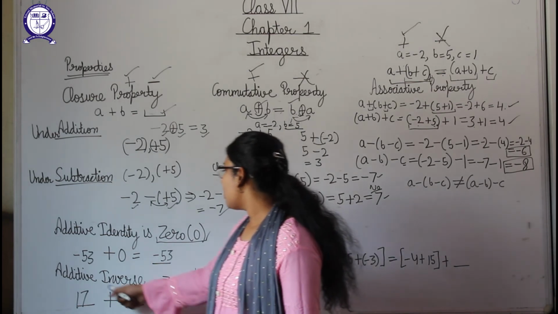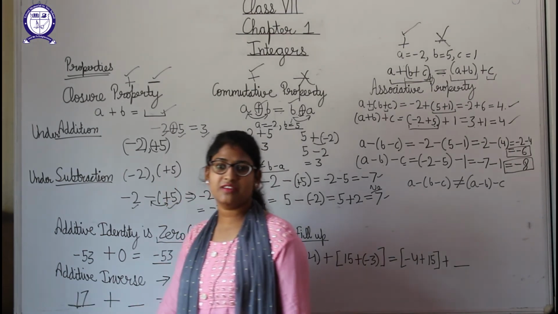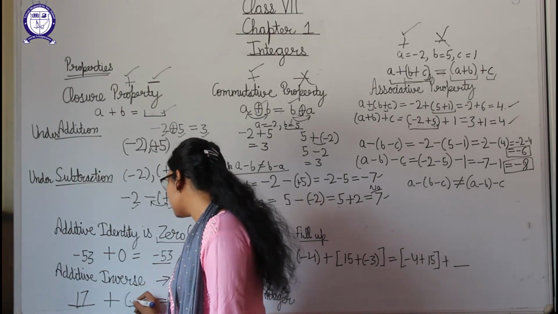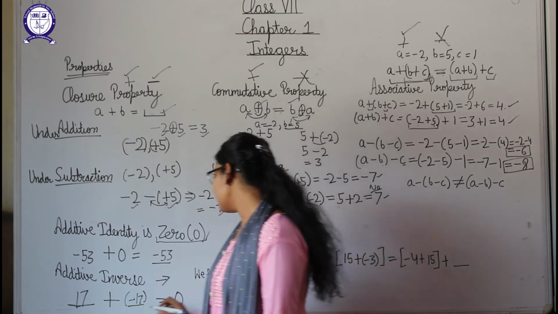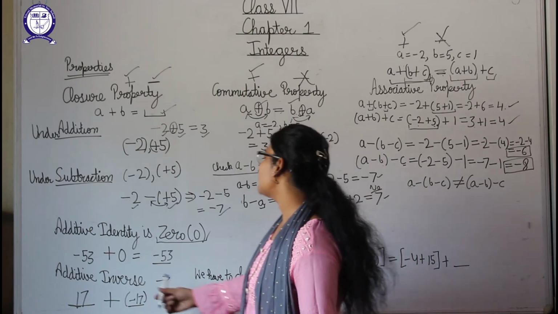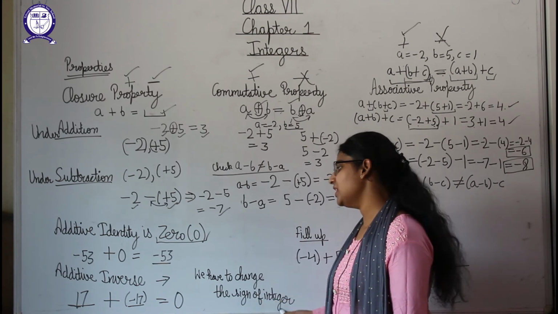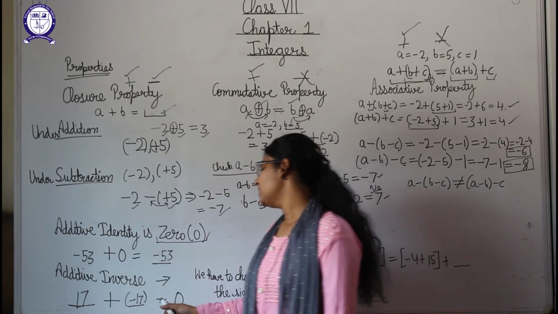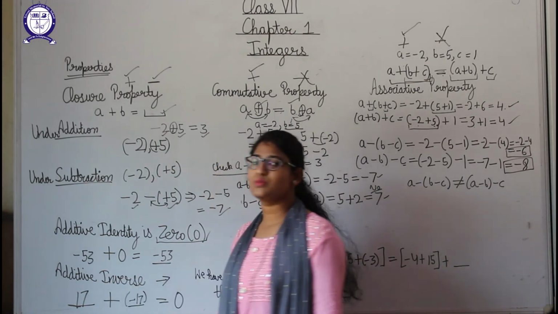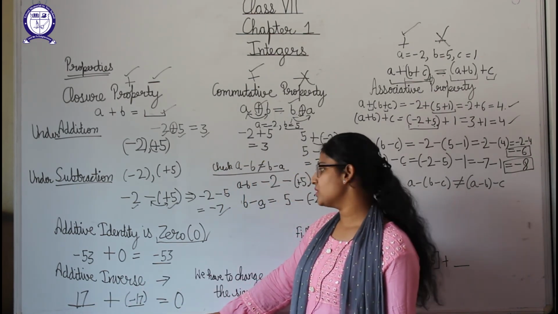Okay. Now additive inverse. What is additive inverse? Suppose this is the integer 17, but we have to add something to it so that we can get 0. We will add minus 17 to it, because 17 minus 17 is 0. Okay, so suppose any integer is given to you and you have to tell what is the additive inverse of it. Simply, you have to change the sign of the integer. If the integer is positive, then its additive inverse will be negative. If it is negative, then its additive inverse will be positive, and the number will remain the same. So we will get 0.